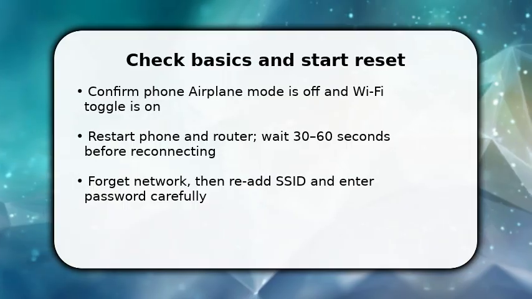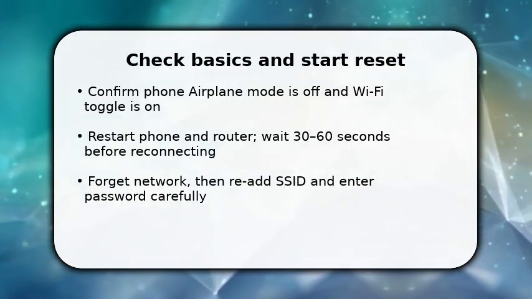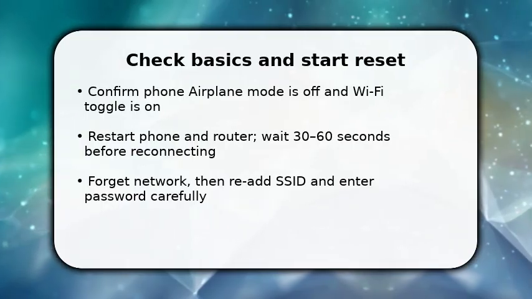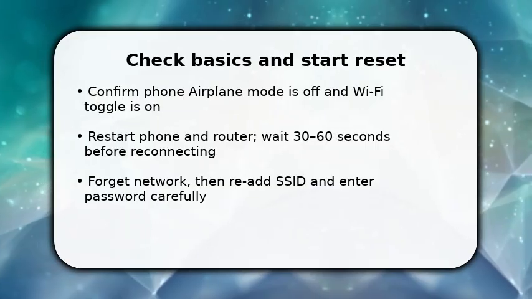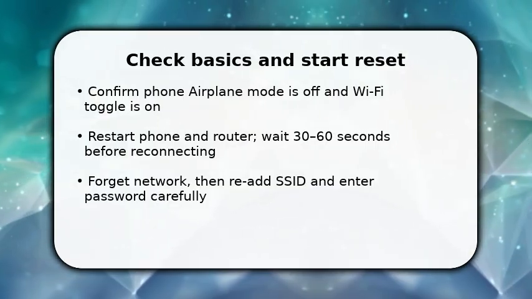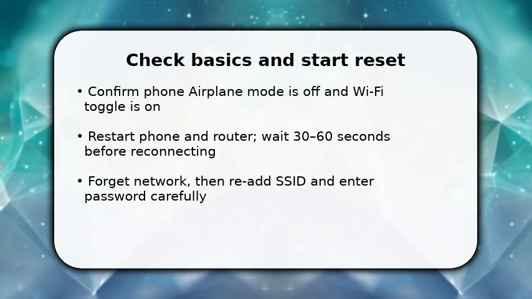While that restarts, open Wi-Fi settings, choose the problem network, and select Forget. Then re-add the SSID and type the password slowly to avoid typos. This clears cached connection data and often resolves authentication or DHCP assignment issues quickly.